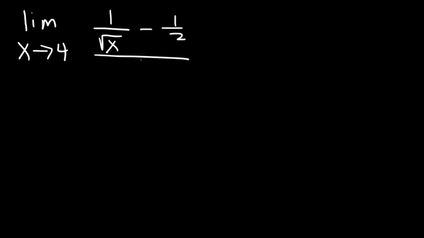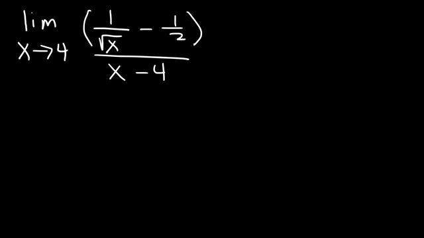Now let's look at this example. What is the limit as x approaches 4 of the expression 1 over square root x minus 1 over 2, divided by x minus 4? So this time we have a complex fraction with radicals. That means we need to multiply the top and the bottom not only by the common denominator but also by the conjugate. But let's start with the common denominator.